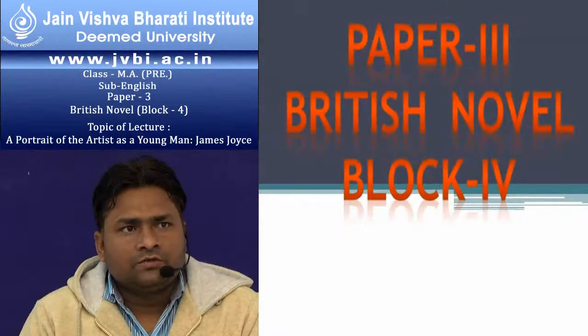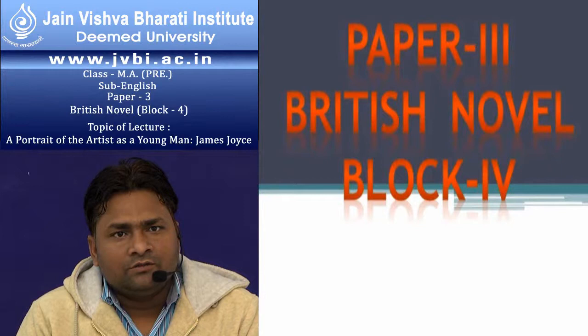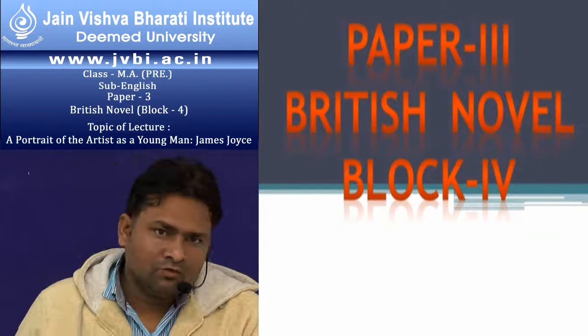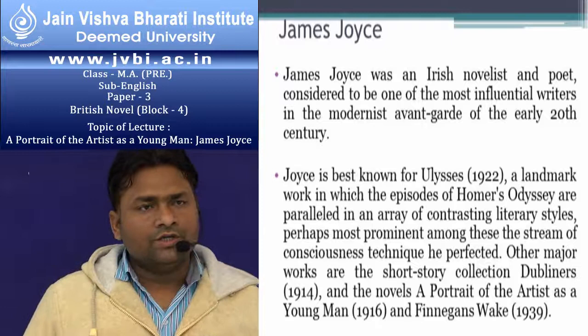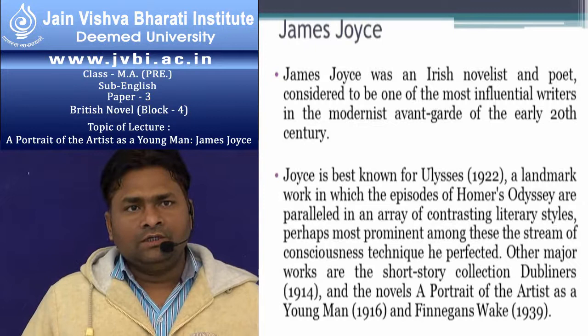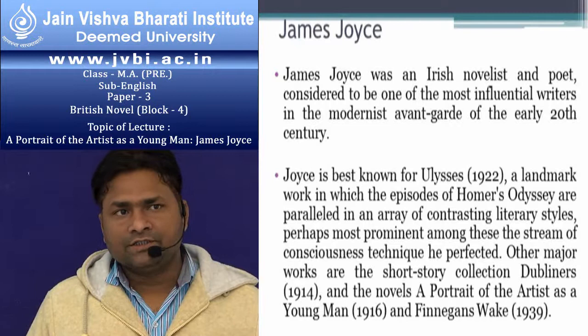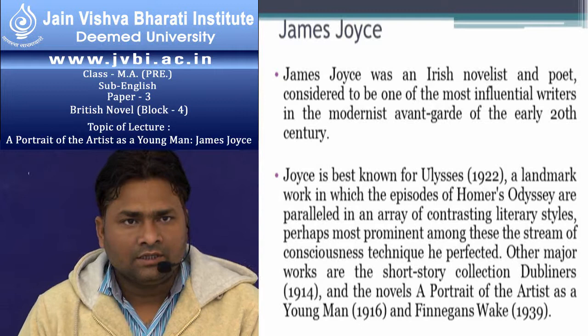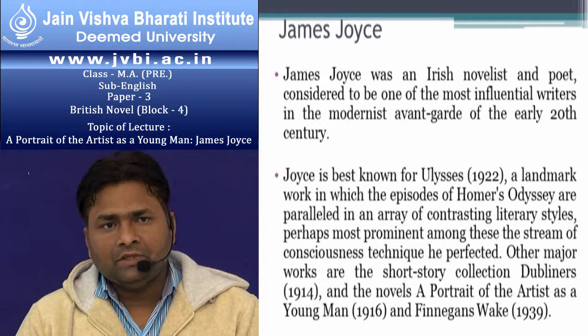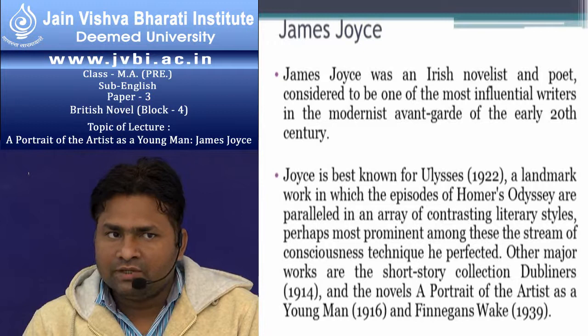Today we are going to discuss the British novel, paper number 3, in which we will be talking about Block 4, that is actually about James Joyce. James Joyce is a very important novelist and poet from Ireland, considered to be one of the most influential writers in the modernist avant-garde of the early 20th century. So he is considered a very important and famous novelist of English literature.